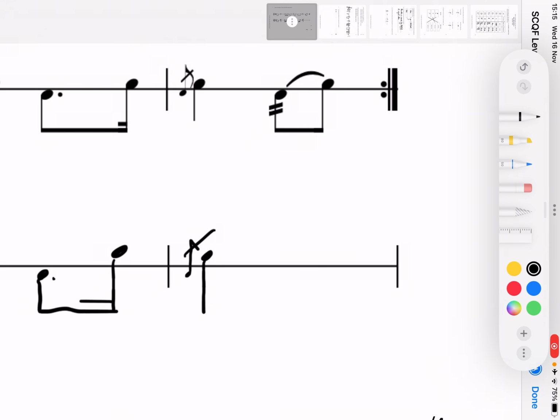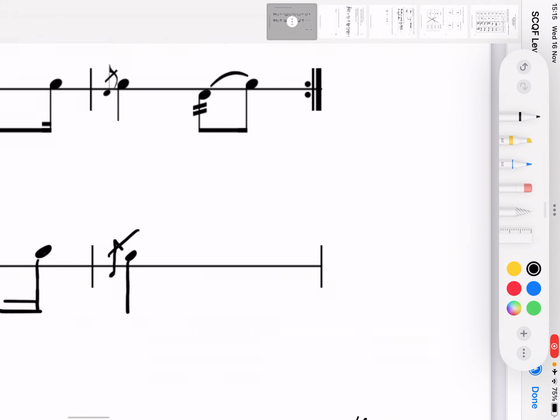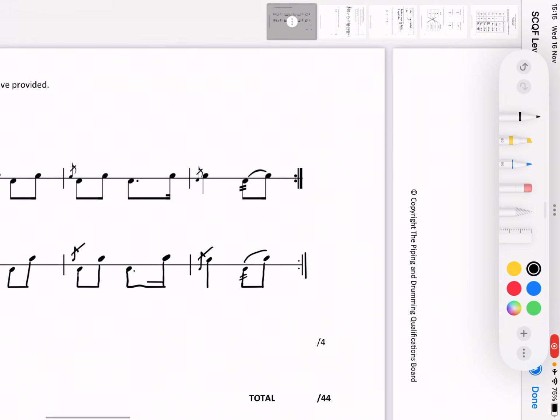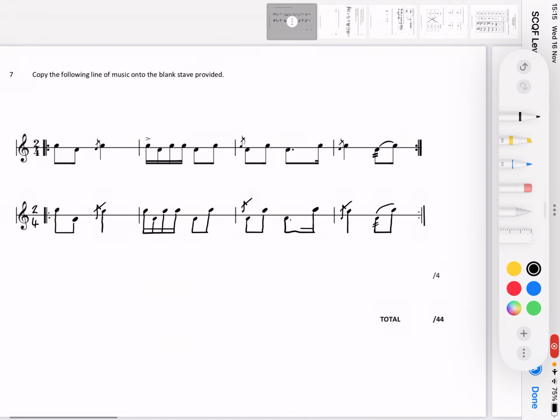And then it looks like a left 7-stroke roll, so let's draw that in. 7-stroke roll. Up, up. Done. And then we've got our double bar line at the end. And repeat marks. And that's it for that question. That's it done.